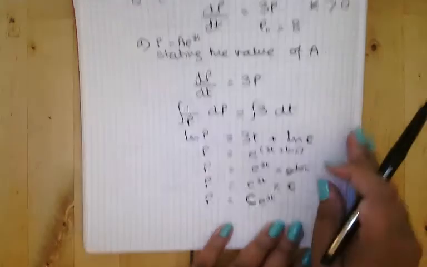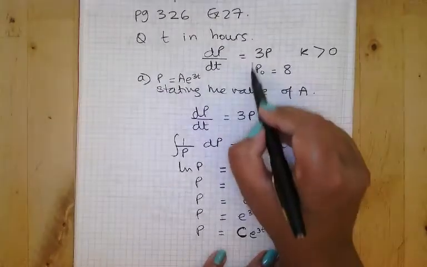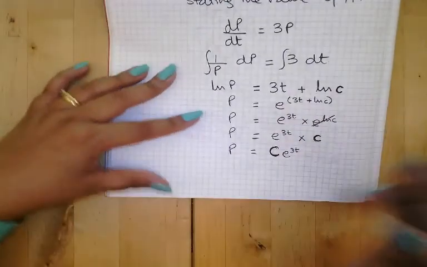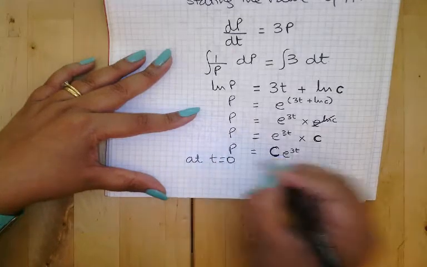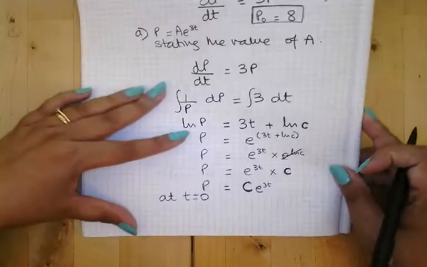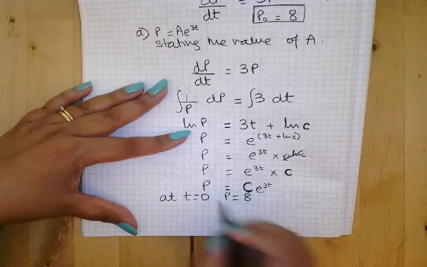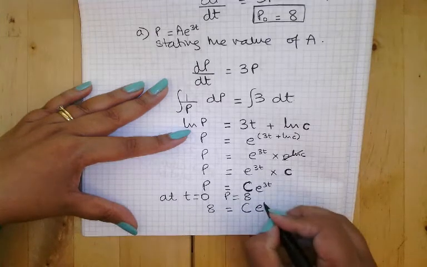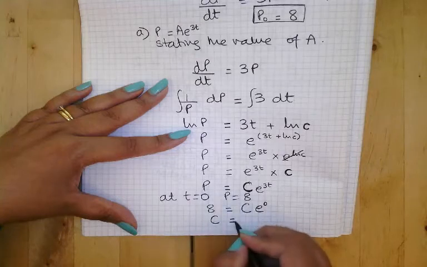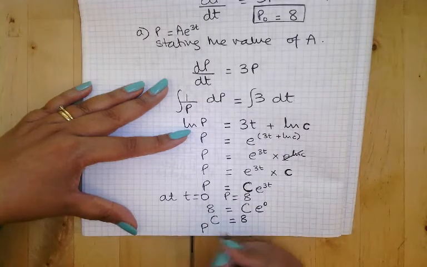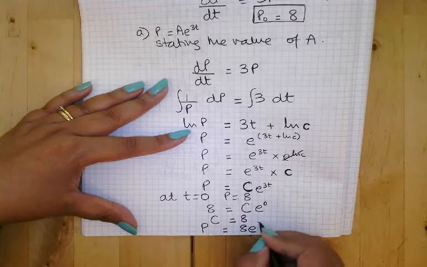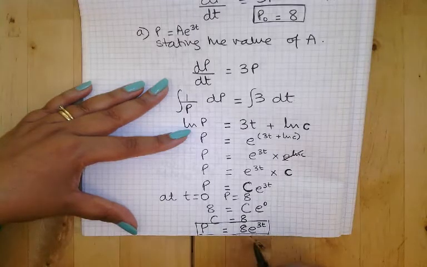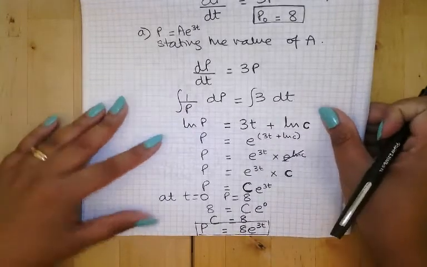Okay, so now I'm going to use my boundary or my initial conditions here. At t is 0, P is 8. So I'm going to use that fact. At t is 0, P equals 8. So 8 equals c e^0. And that gives me c equals 8. So that means P equals 8e^(3t). And that was the value of A that they wanted in part A. Okay, so A equals 8.